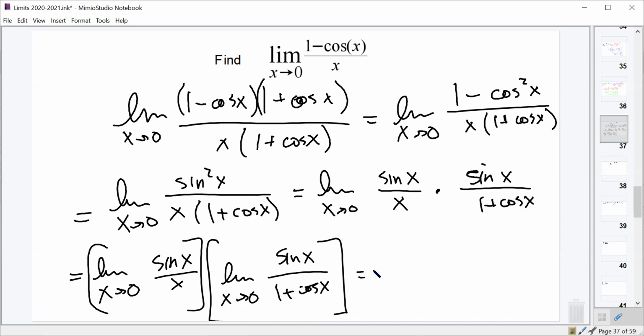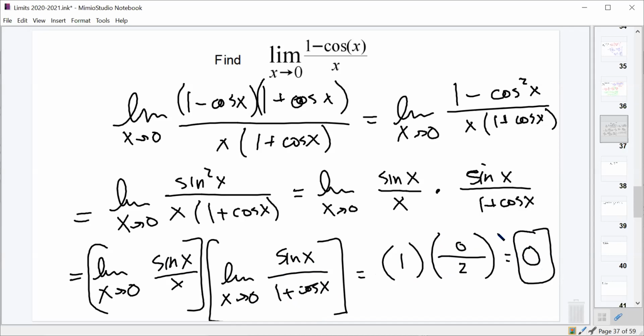Yep. All right, so the first one we know. What's the first one? 1. And the second one, let's plug it in and see what happens. What's the numerator there? It's 0. Hopefully the bottom's not also 0. What's the bottom? It's 1 plus cosine of 0, which is 1 plus 1, giving us 2. So what does this limit come out to be? 0 over 2 is fine, right? That's not indeterminate. That's just 0. And 1 times 0 is 0. Any questions on that?